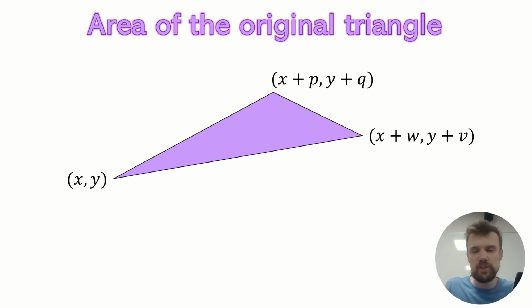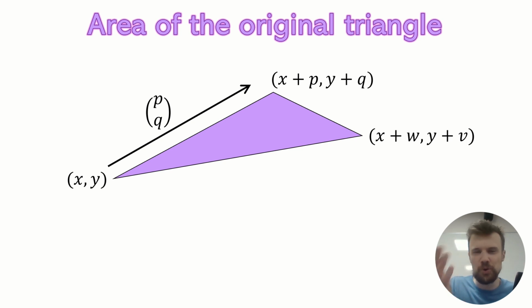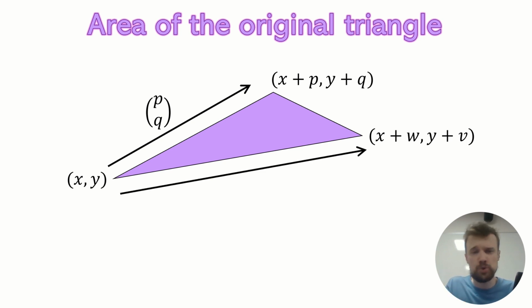So in order to do that, I need to know the vectors for the edges of the triangle. So this edge would be the vector PQ. Hence why I defined the coordinates of two of those vertices in a bit of a weird way. It means the vector for the edge is really nice. And then working out the vector for the other edge by subtracting the coordinates in the appropriate way, that will get you the vector WV.